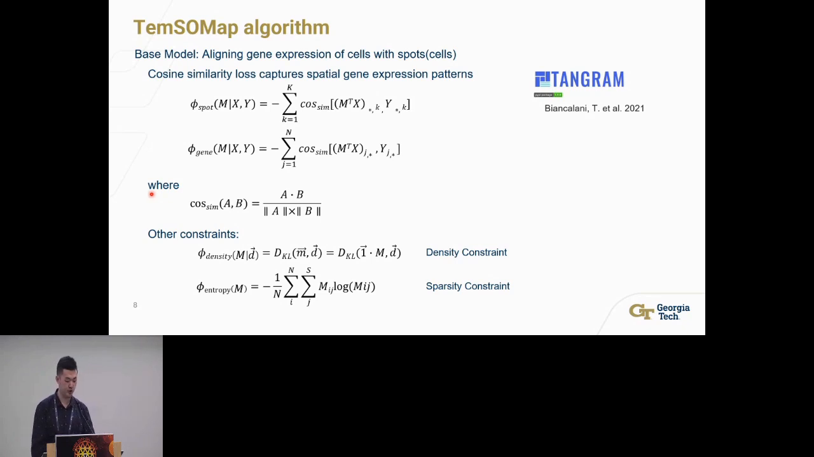Further, as I mentioned, we are trying to infer the locations of the single cells. So we want the M matrix to be sparse. So we incorporated an additional entropy constraint.